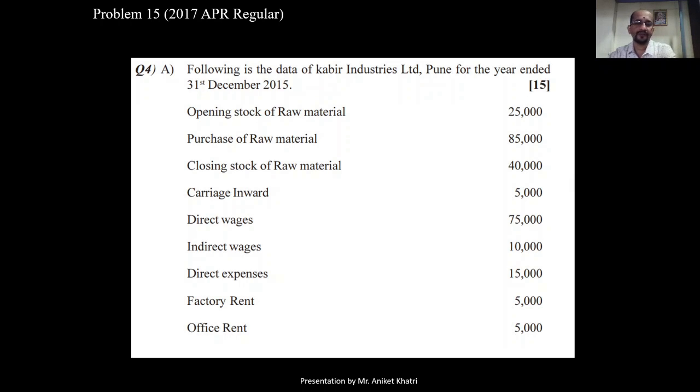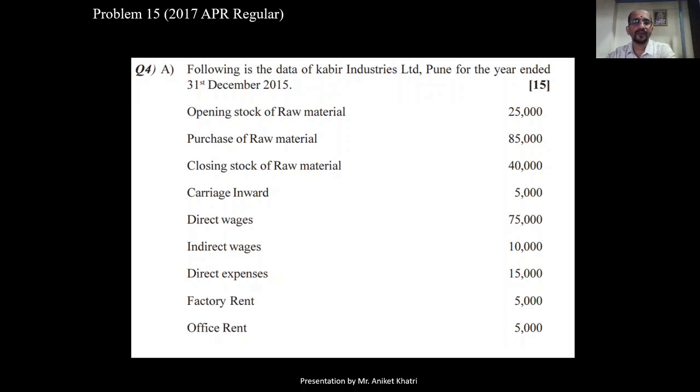So this is the first page of the problem. Okay, so what we will do, we will classify the items as per our format, and then we will move to the second page. First we need to see in whose books of accounts we are going to solve. So this is Kabir Industries Limited, and the date is 31st December 2015. Let us start to classify the items.